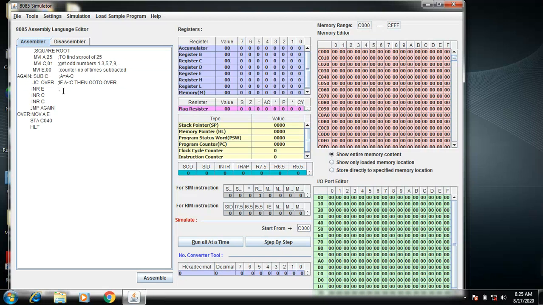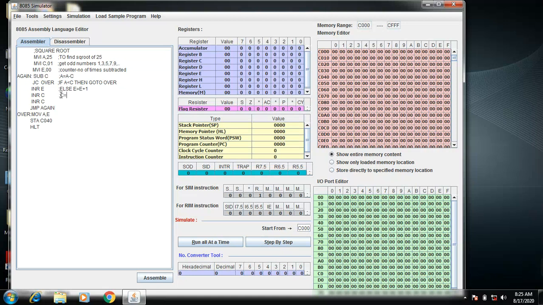That is INR E. So that is the else condition. For the else condition, E equals E plus 1, that is the counter; the first time the subtraction is done, the E register will be incremented. And the same thing, the C register is also incremented, because the first odd number is 1, the next odd number is 3, so it will be incremented 2 times.